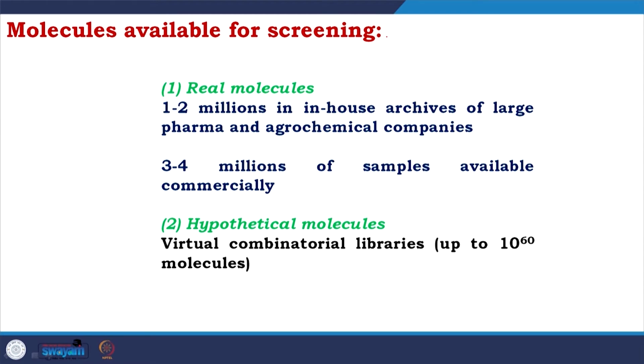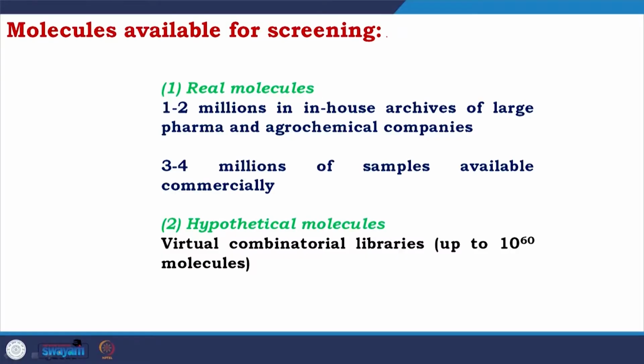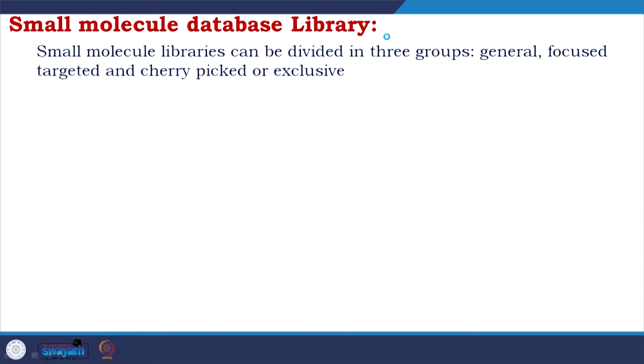Hypothetical molecules are, let us say you get a lead compound, then you do all types of modifications and design a lot of molecules, a library. This library does not exist, but at least it has existence theoretically. They are called hypothetical molecules. I hope it would be clear.